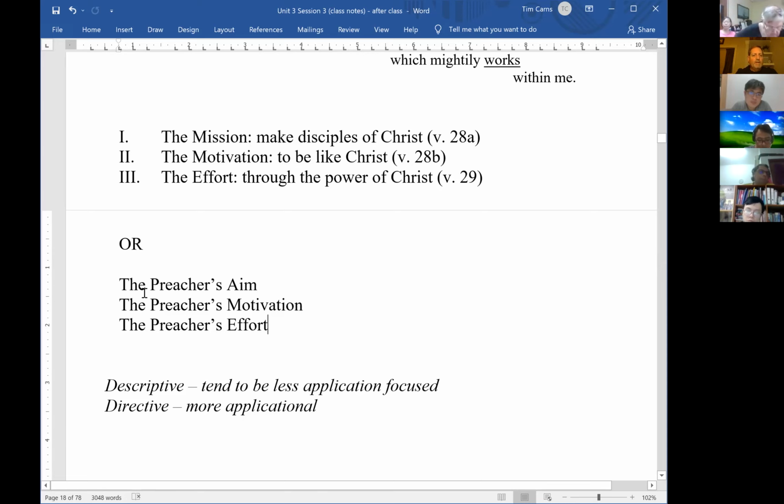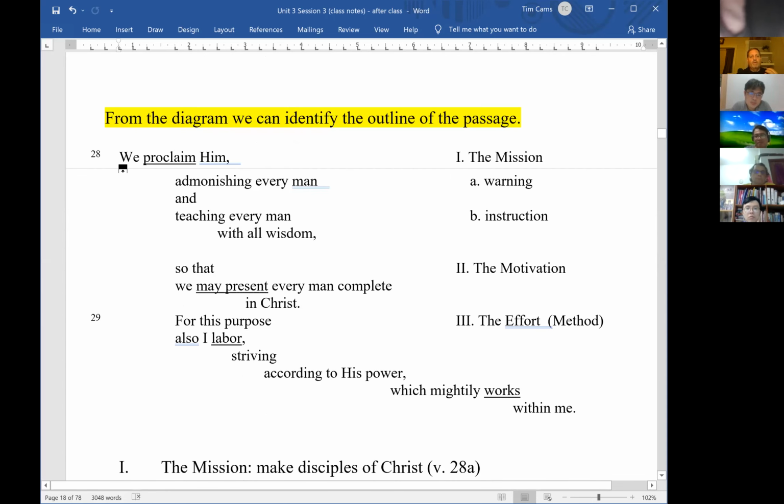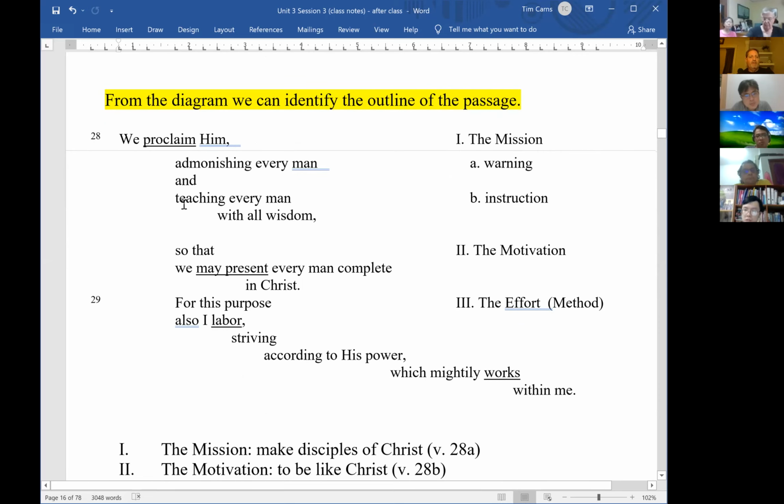Okay, so this isn't reading into the text here, because Paul is talking about his own testimony, why he preaches. So by saying the preacher's aim and the preacher's motivation, we're not reading into the text. We're just reflecting Paul's testimony as a preacher of the gospel. This is why he preaches the gospel.